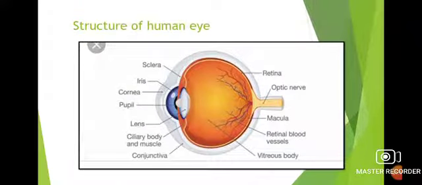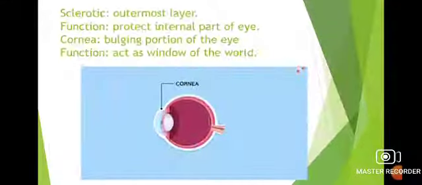Okay, we can see clearly in this picture. The outermost layer is called sclera or sclerotic layer. The second layer is called choroid. Third layer is called retina. Then there is one nerve, optic nerve. Then retinal blood vessels. Like that, we can study in detail about the different parts.